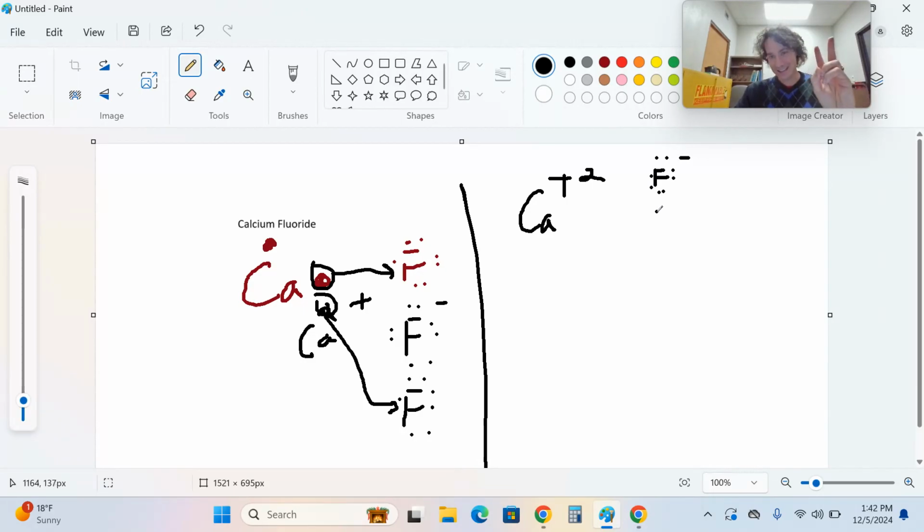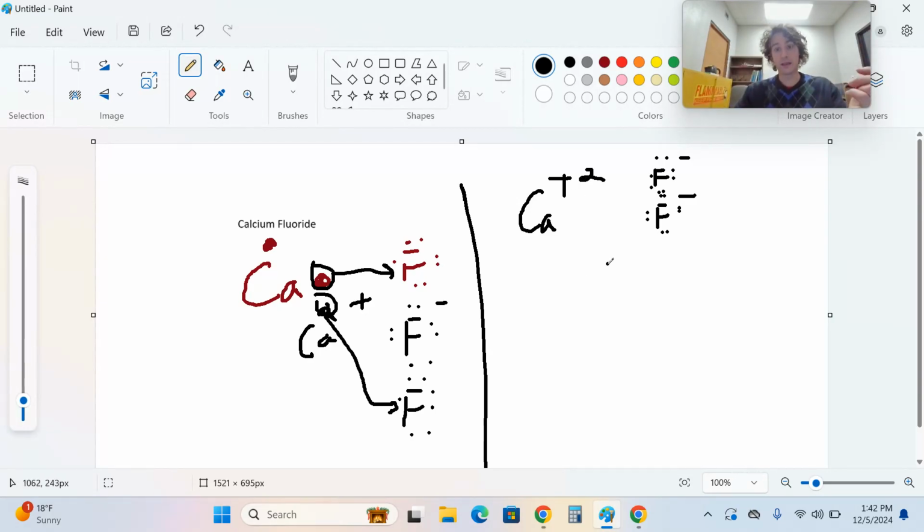We have a second fluorine, right? We needed 2. So we have a second fluorine. Here he is. 1, 2, 3, 4, 5, 6, 7, 8 with his -1 charge. And you might say, oh, there are 2 negative ones, and there's a positive 2. Hey, those cancel out. Exactly. And that's what gives us the molecule.